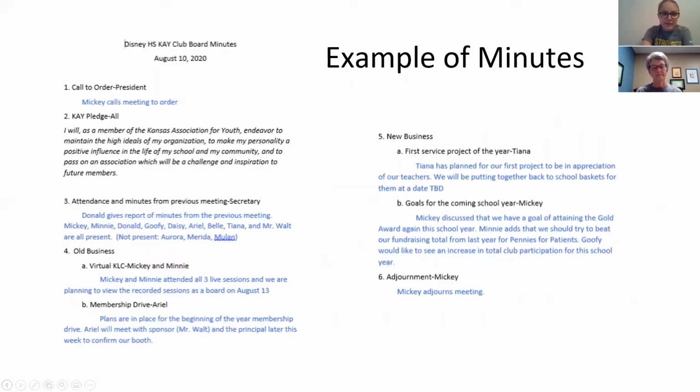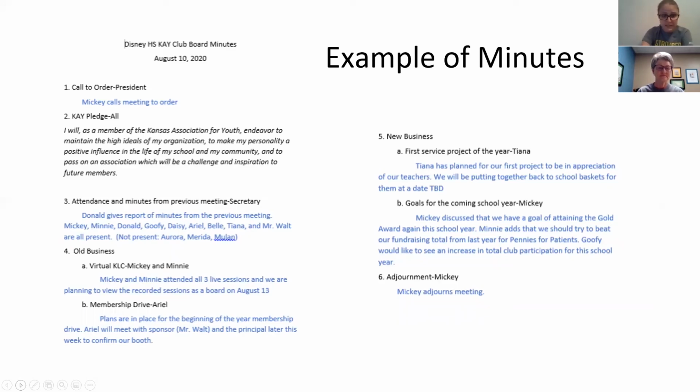So we have the same agenda here, but it has been filled out with minutes. So the agenda is in black and the minutes are in blue. So this is a meeting from the Disney High School KAY Club. And you'll notice that every time a note is taken, the name of the person who is involved is written down. So if Mickey is the president, Mickey calls the meeting to order. In attendance, Donald, who is our secretary, goes over things that were discussed at the previous meeting and takes attendance of who is there and who is not there.